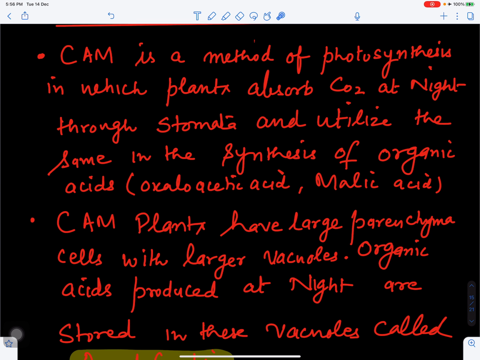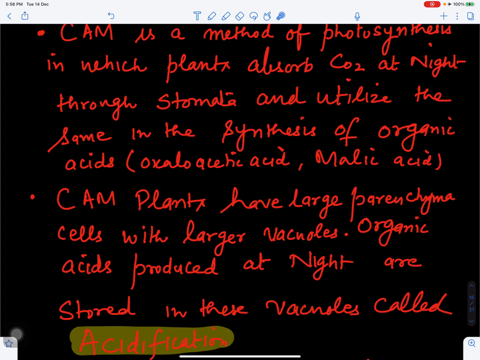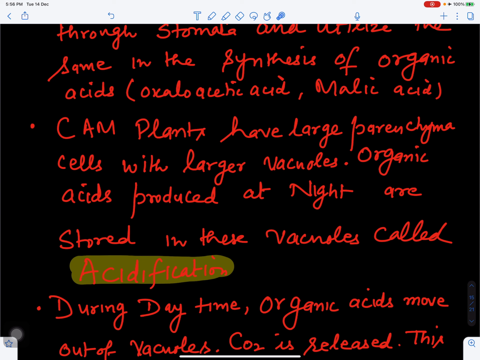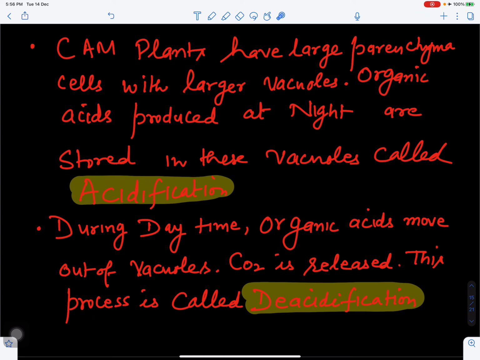CAM plants have bigger parenchyma cells with larger vacuoles. So organic acids which are produced at night will be stored in these vacuoles, and this formation of acids and their storage in the vacuoles is called acidification. And during daytime when stomata get closed, organic acids move out of the vacuole and are decarboxylated. Carbon dioxide is released, and when carbon dioxide is released, the acid structure is no more acid. So this process is called deacidification. This is the principle in the CAM metabolic process: formation of acids and deacidification.